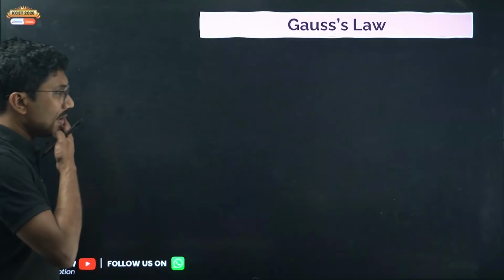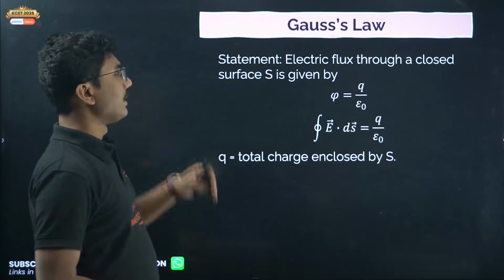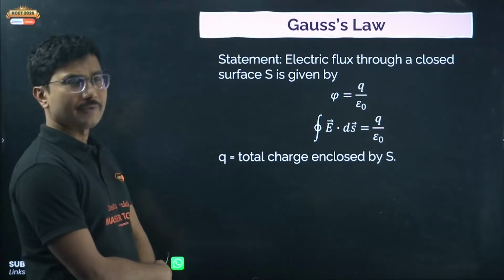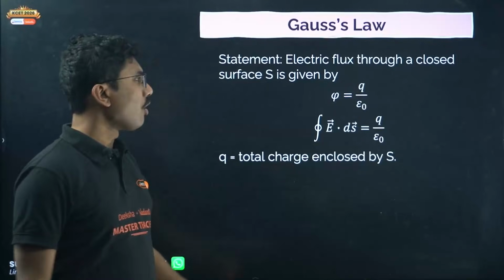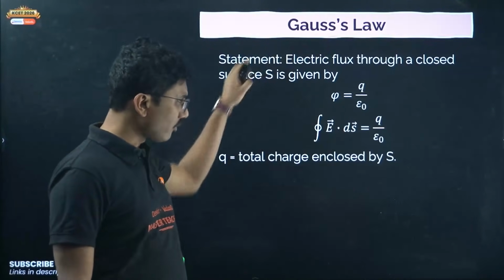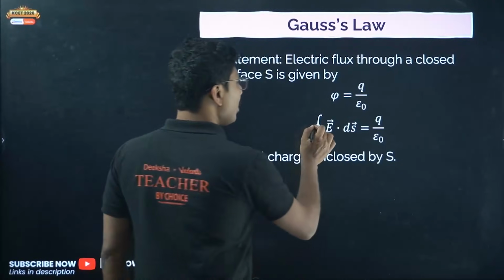Now let us move on to Gauss law. Statement: electric flux through a closed surface capital S is given by phi equals Q by epsilon naught. We already know that phi equals E dot delta S, but for a closed surface you have to use a closed integration.